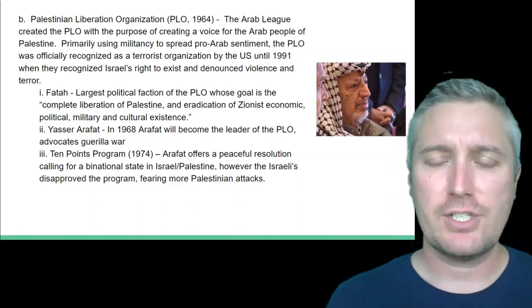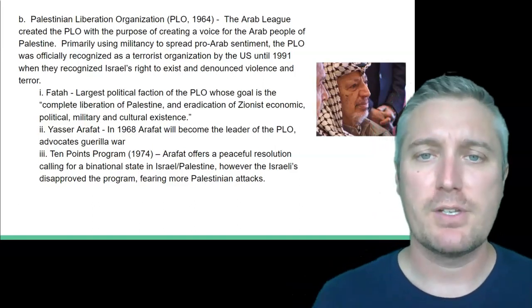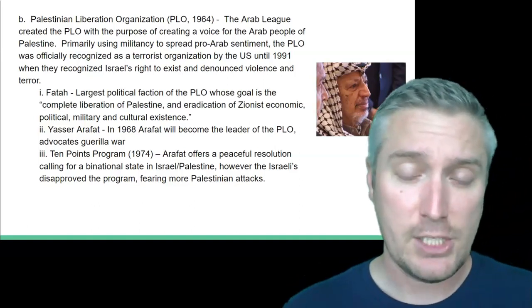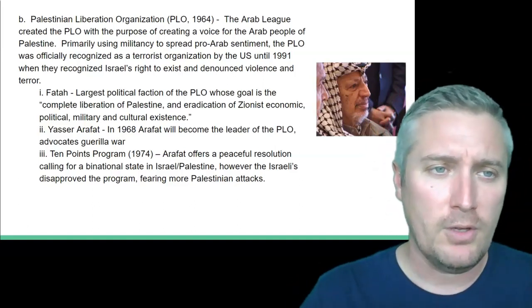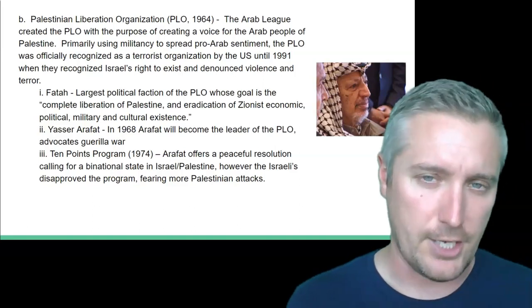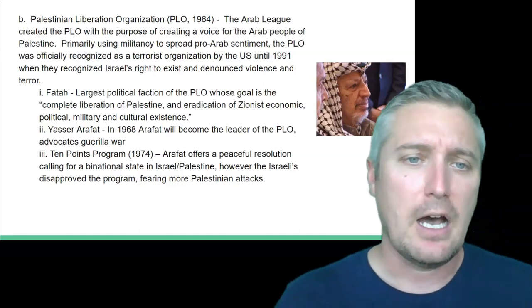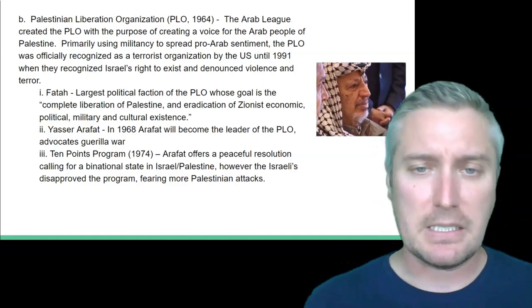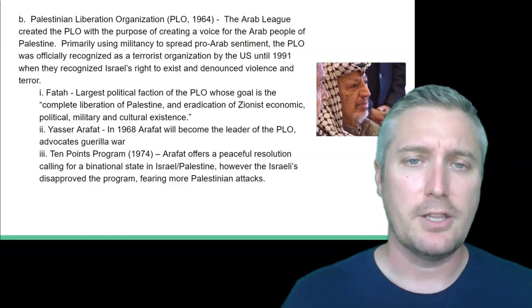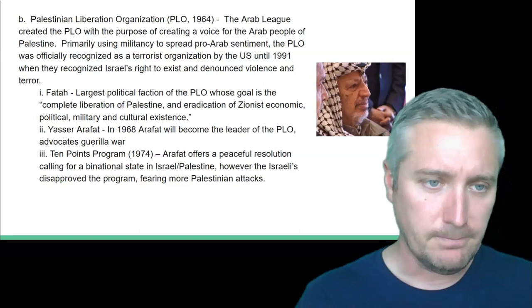Now, in 1964, we're going to see one of the first major organizational movements among the Palestinian people that are still in what is at this point Israel. They call their organization the PLO, or the Palestinian Liberation Organization. Now, the idea was to give a voice to the people in Palestine, but it became a very militant group very quickly, and frankly, the U.S. recognized the PLO as a terrorist organization soon after they were founded.